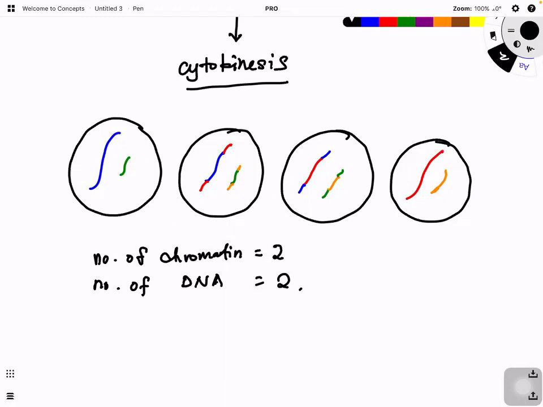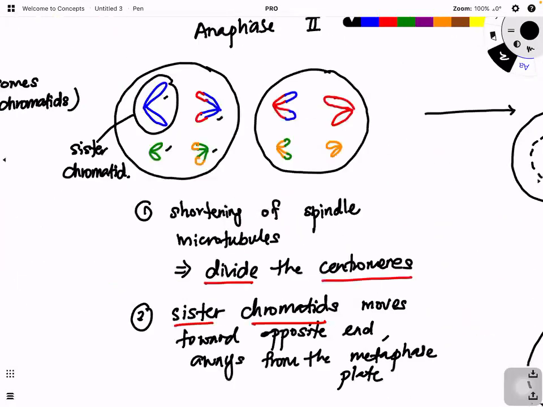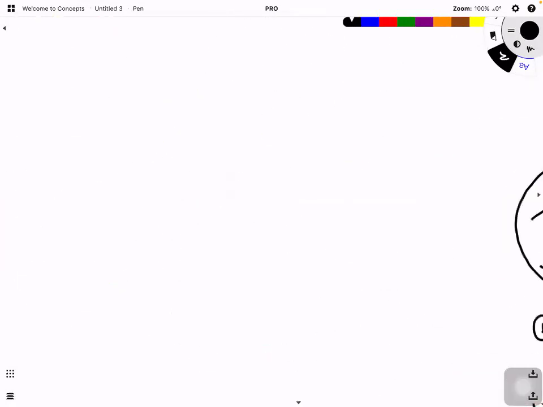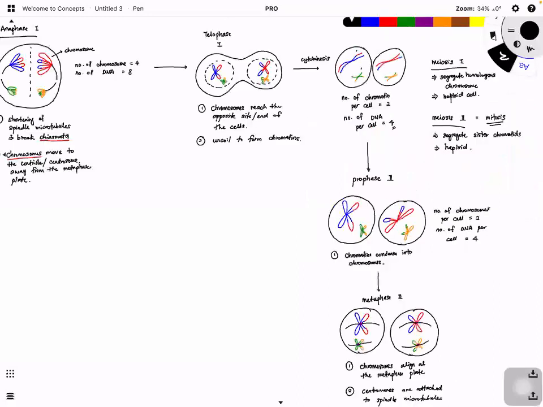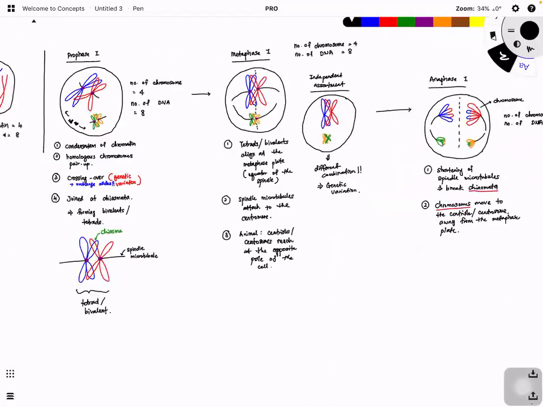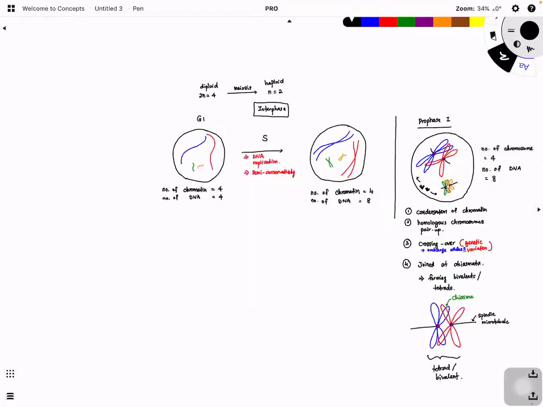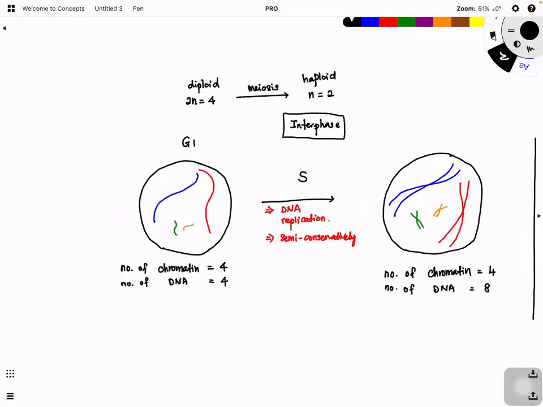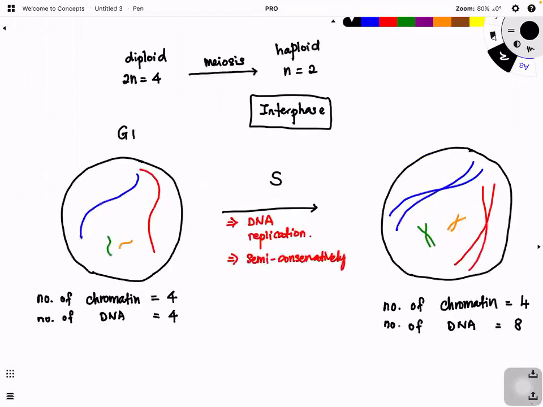Okay, guys? So just a quick revision of the signature events of each phase. I'll go through again with you now. So I'm going to start with this. You can take a photo if you need. This is interphase. So what actually happens during interphase? The most important thing that takes place in interphase is DNA replication, which replicates semi-conservatively during the S phase of interphase.